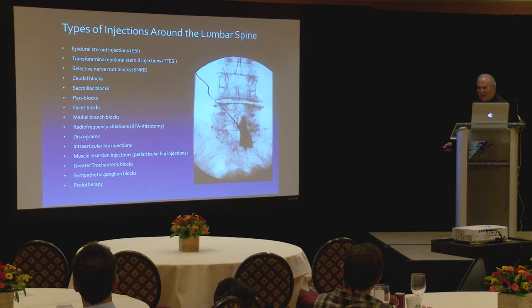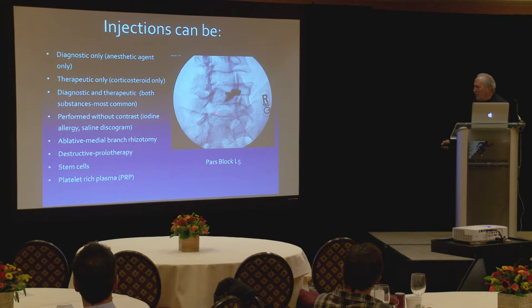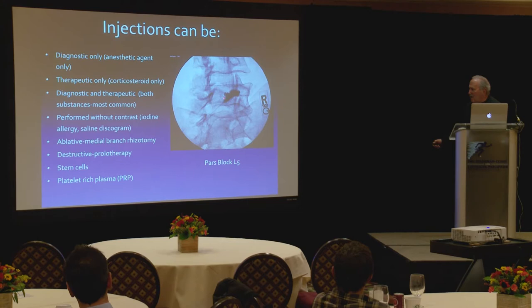So injections can be pars blocks. So if you're not sure if that pars fracture is causing the pain, Dr. Evans can infiltrate the pars around the outside of it, and we can determine whether that pars block gives the patient relief versus the nerve root. What if the nerve root is caught underneath that? You're going to have some pain that radiates down, but it can mimic a pars. So these kinds of blocks are highly effective to tell me what's going on.